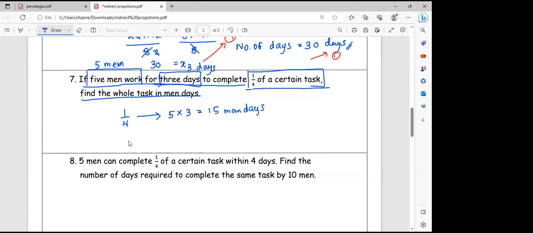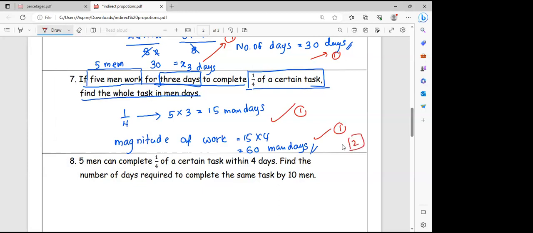Then to find the magnitude of work, is equals to 15 man days multiplied by, it should be multiplied by 4. Answer is 60 man days. Have you got this answer? Yes, teacher. Altogether 2 marks given. Okay.